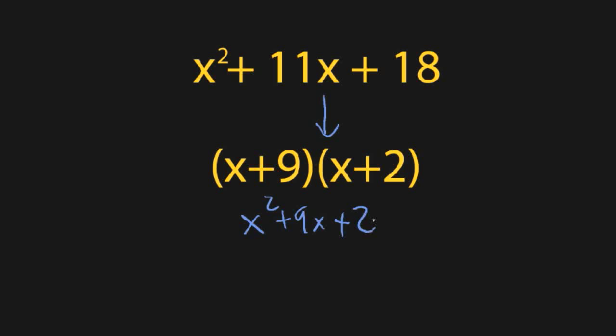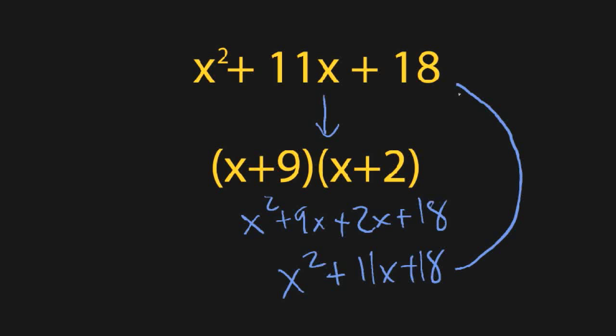So x squared plus 9x plus 2x plus 9 times 2, 18. Now collect like terms, we get x squared plus 11x plus 18. And you can see that is this quadratic up here. So I give you a quadratic in the expanded form, and you give me it in factored form. And they should be the same, but the factored form has some nice advantages.